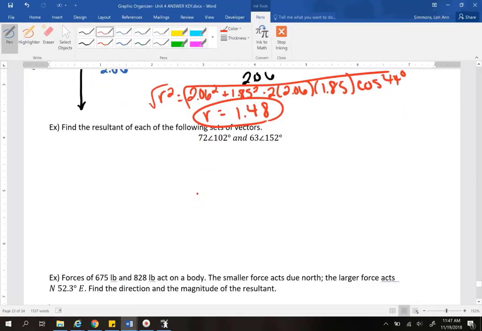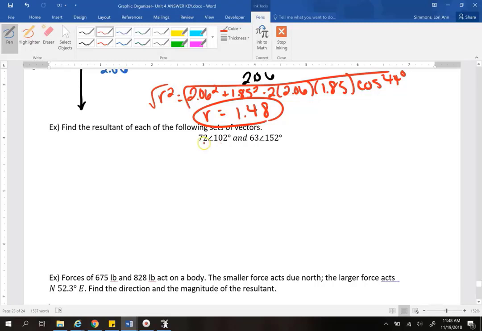Okay, so we want to find the resultant in each of the following sets of vectors. So in the adding non-perpendicular vectors lesson, that's what we did right here: we added them to get your x and y, and then we converted it back to our vector. So you can do it that way. You can refer back to that lesson to double check how this works. But I'm going to show you this way.